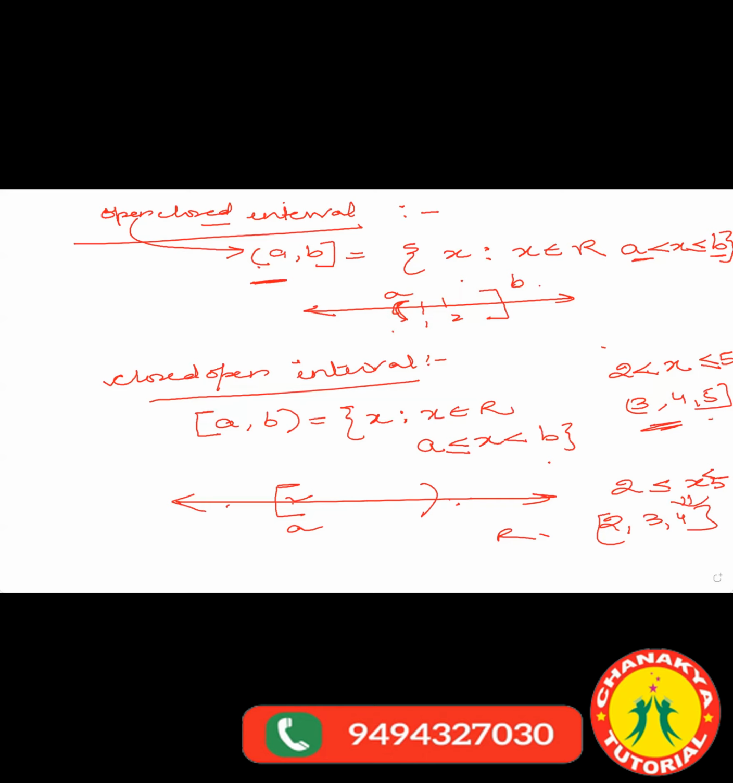Now next is length of the interval. What will be the length? Suppose this is your open interval, this is your closed interval, this is your open closed interval and closed open interval.